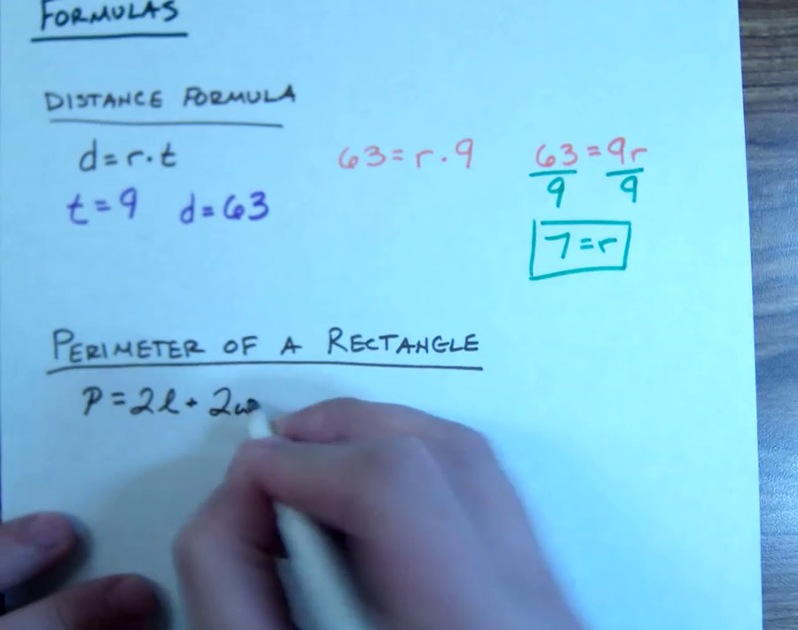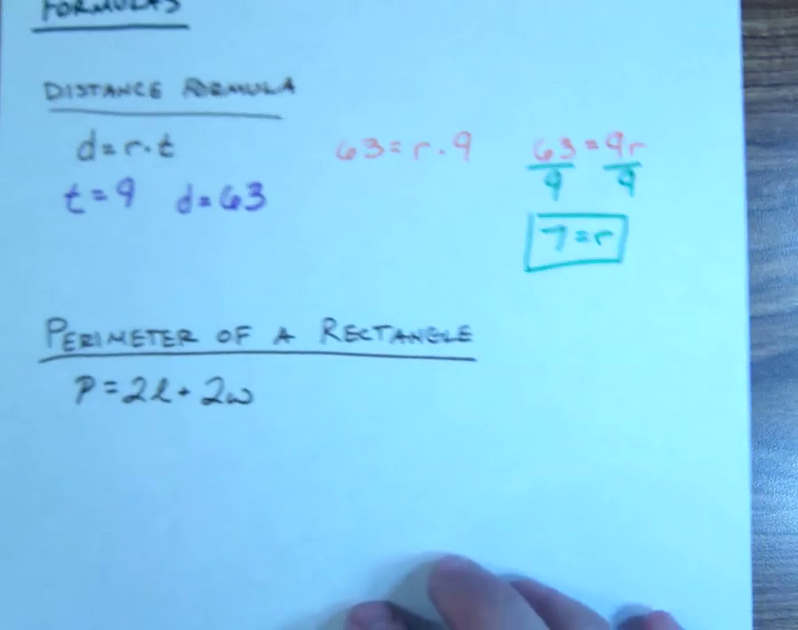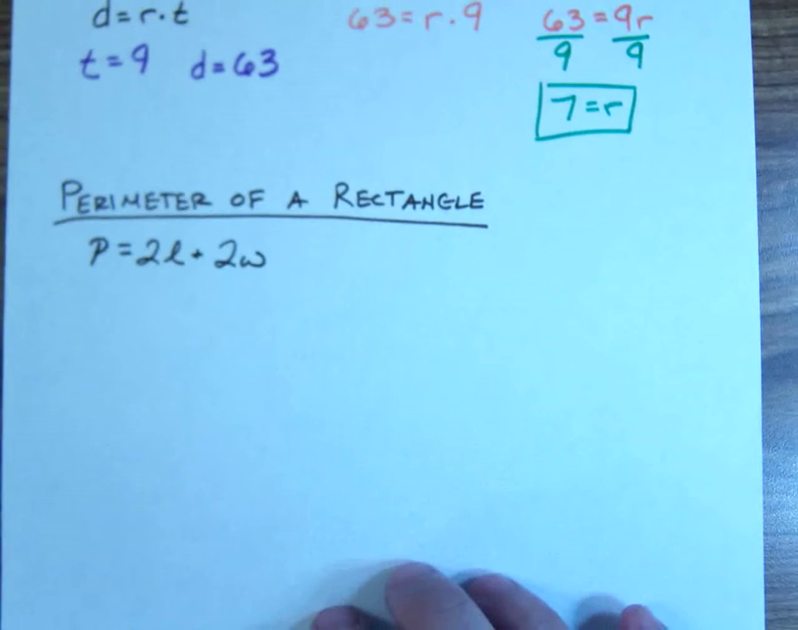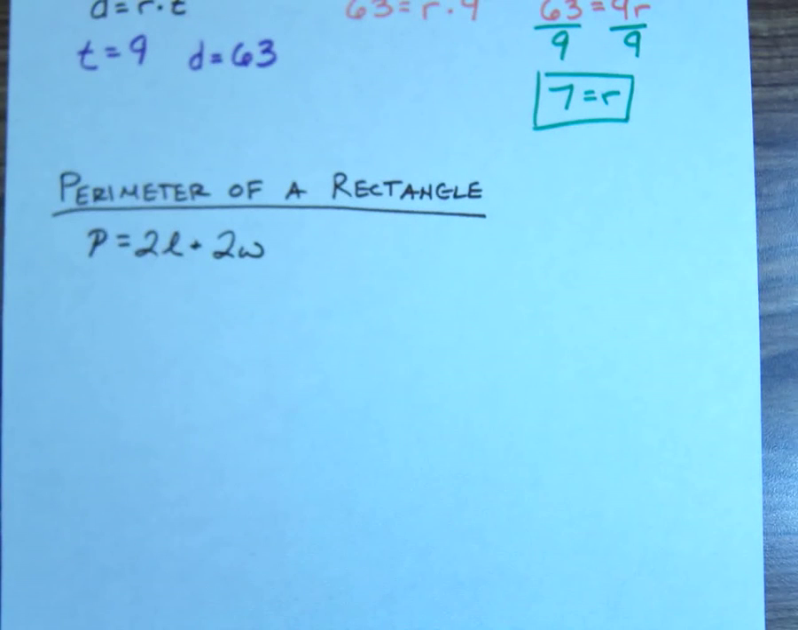All right, so here's the perimeter of a rectangle. You take the length and you double it. You take the width and you double it, and you add the two together. 2 times the length plus 2 times the width. Okay. So if I told you my rectangle was like a 5 by 7, you'd plug in 5 for length and 7 for width, and you just multiply, right?